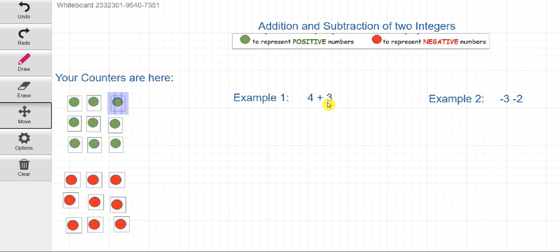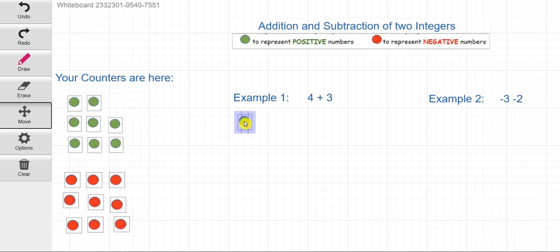All right, if it were a negative 3, it would look something like this, where we represent the negative in front of it. Or if it's the second digit, it would look something like this, negative 2 here. But let's look at example 1. So positive 4 plus 3. So they're both positive numbers. So that means I'm going to be using my green counters to represent each of those integers.